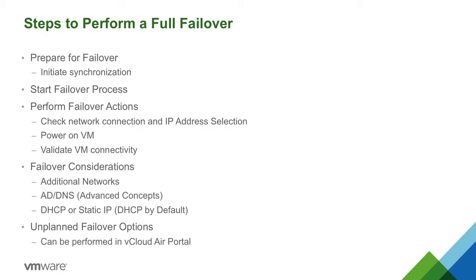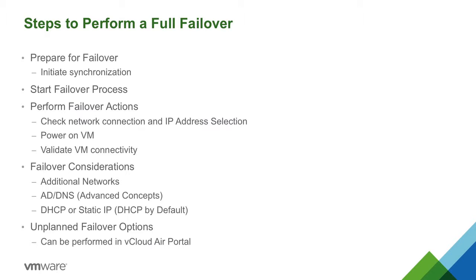So we will be checking our network connections and IP address selection. We will be performing some of the basic steps that we performed when we did the test failover, like powering on the virtual machine and validating the virtual machine has connectivity to the network and the internet. We will also look at some of the failover considerations, which we will cover in more detail in another tutorial. But there are things you want to think about.